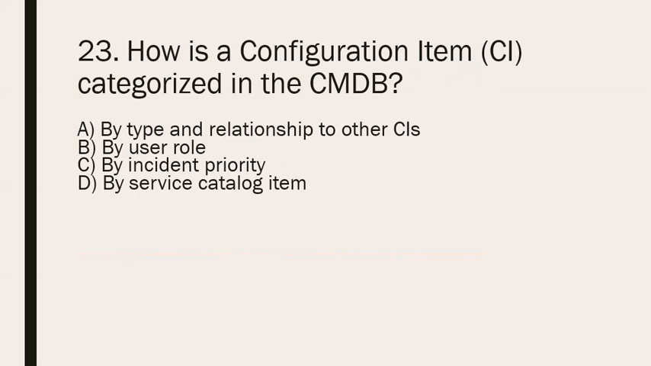123. How is a configuration item, CI, categorized in the CMDB? A. By type and relationship to other systems. B. By user role. C. By incident priority. D. By service catalog item. Answer. A. By type and relationship to other systems.